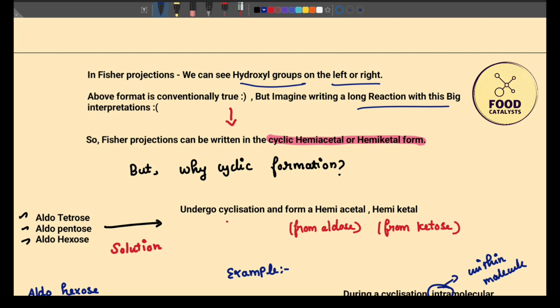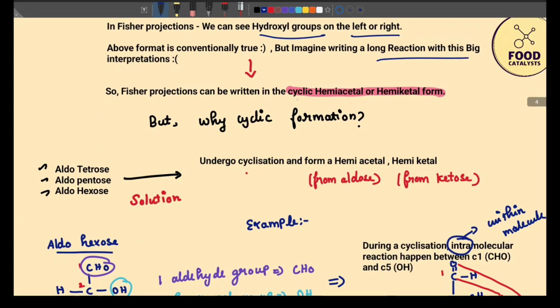So how do we make it cyclic? The Fischer projection can be written in the cyclic hemiacetal or hemiketal form. Don't worry about what hemiacetal or hemiketal is; I will explain this in detail. But first of all, why cyclic formation? Why do we need to choose a cyclic formation first of all? Take an example of these: aldotetrose, pentose, and hexose. In solution, they will undergo cyclization.